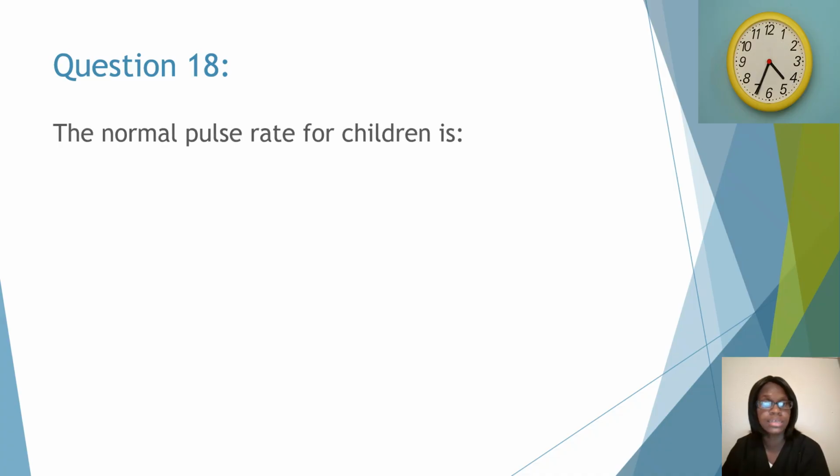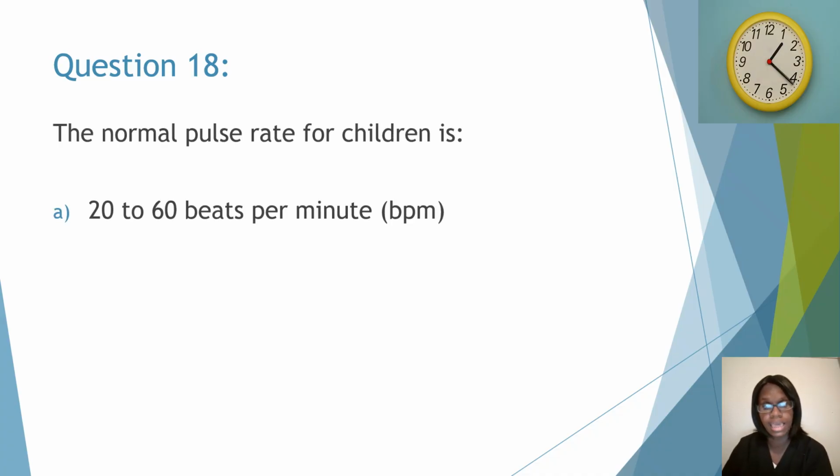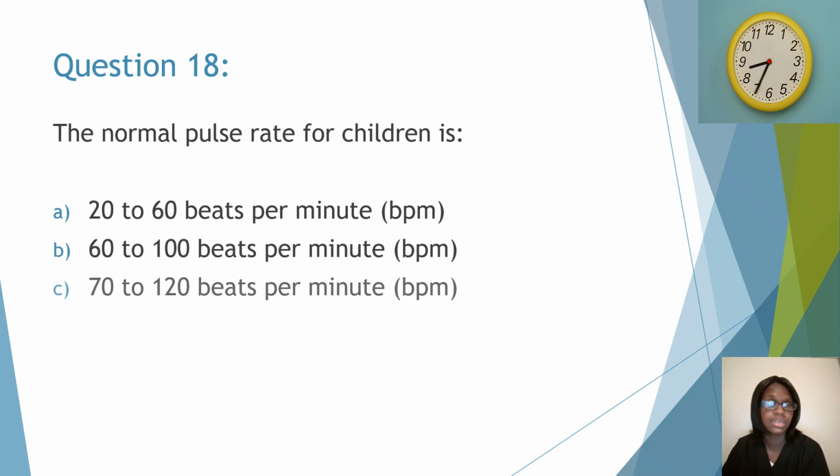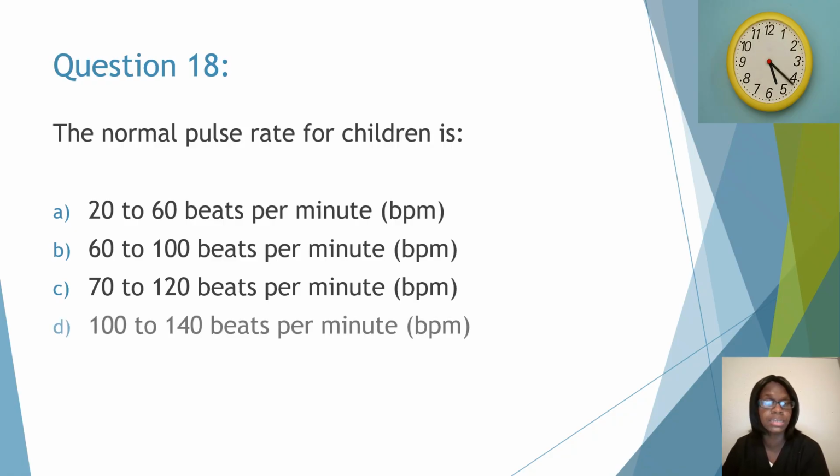Question 18. The normal pulse rate for children is A, 20 to 60 beats per minute, B, 60 to 100 beats per minute, C, 70 to 120 beats per minute, D, 100 to 140 beats per minute.